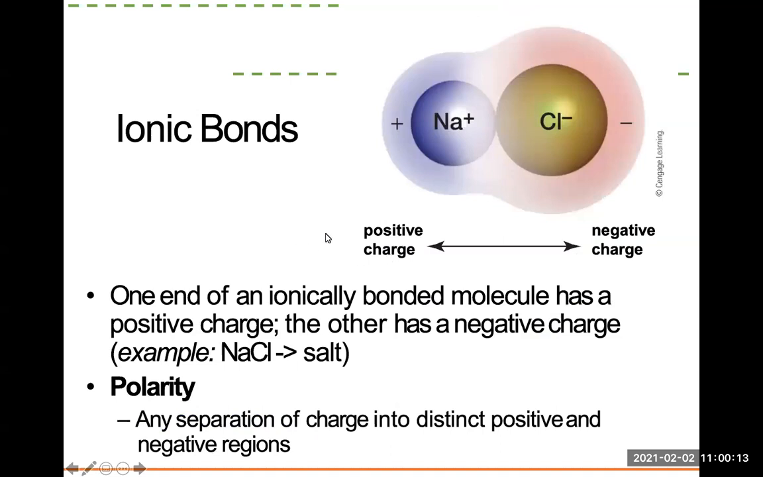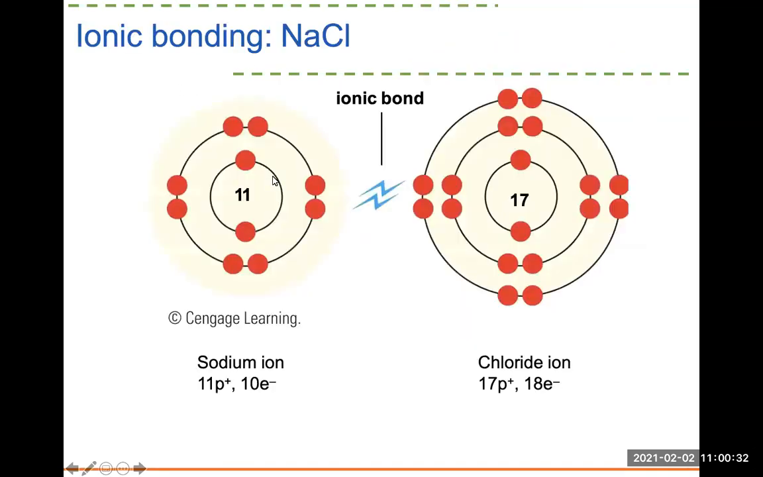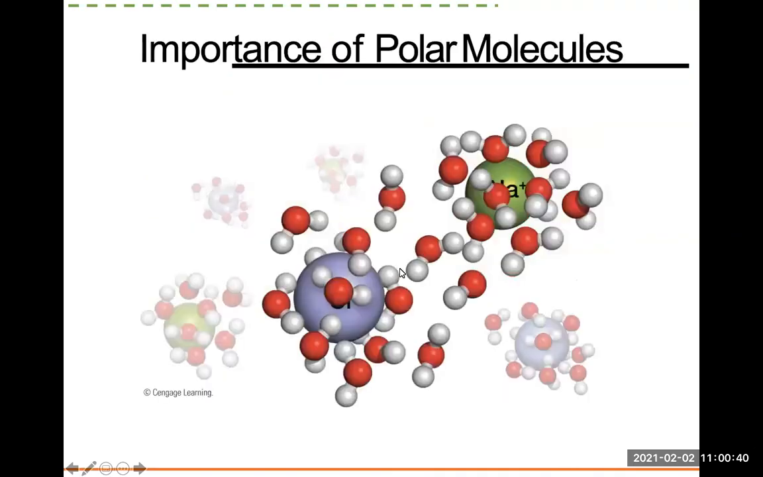So polarity is any separation in charges here. One end is positively charged, the other is negatively charged. They're attracted to each other. There is a strong attraction, so it's a strong bond, and that's ionic bond. This is another way to draw it. This is sodium, this is chloride, and they form an ionic bond.